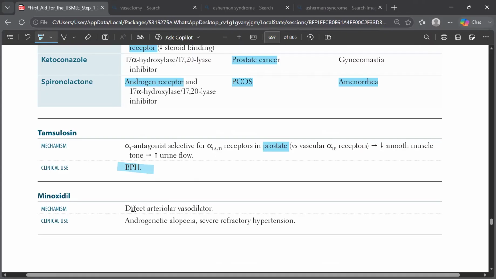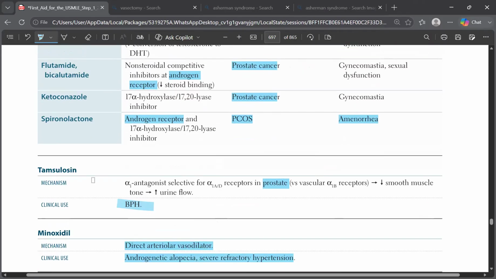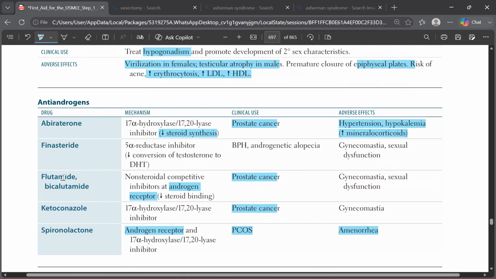Minoxidil is a direct arteriolar vasodilator, and it is used for the treatment of androgenetic alopecia and severe refractory hypertension. A fun thing about tamsulosin and minoxidil is that tamsulosin is used in BPH, minoxidil is used in androgenetic alopecia, and finasteride is used in both. Another fun thing that I like to think about is that flutamide and bicalutamide are inhibitors at the androgen receptor. Ketoconazole and abiraterone are inhibitors of 17-alpha hydroxylase and 17,20-lyase. Spironolactone does both.